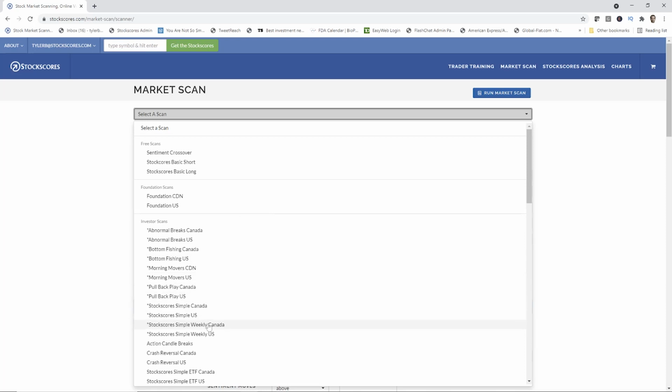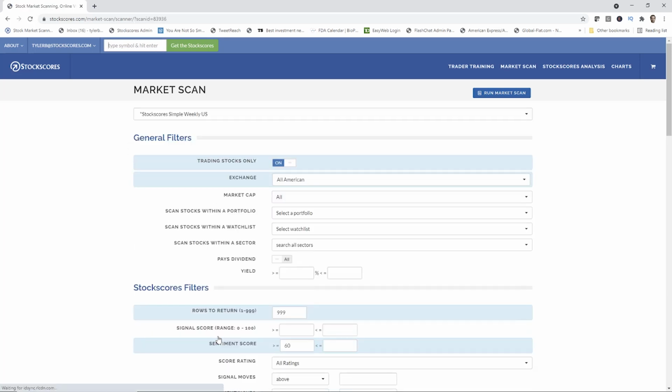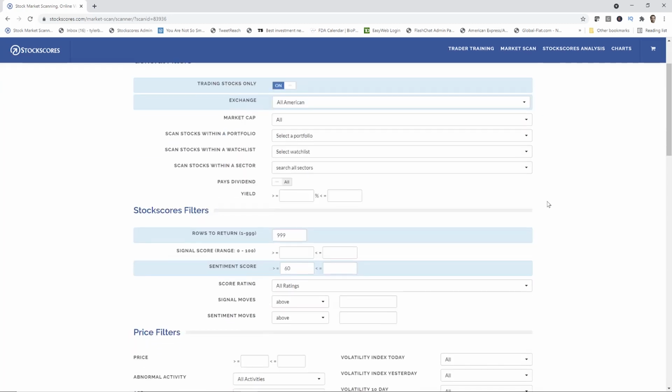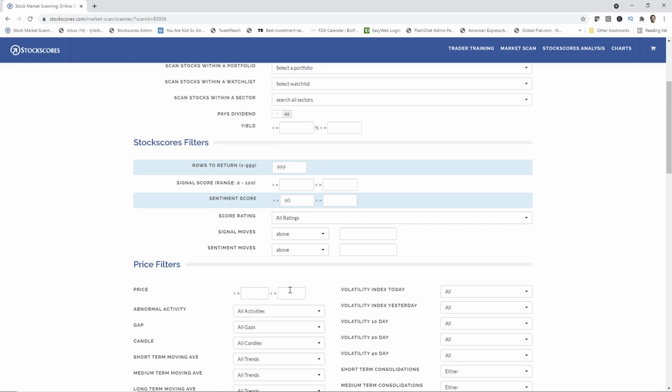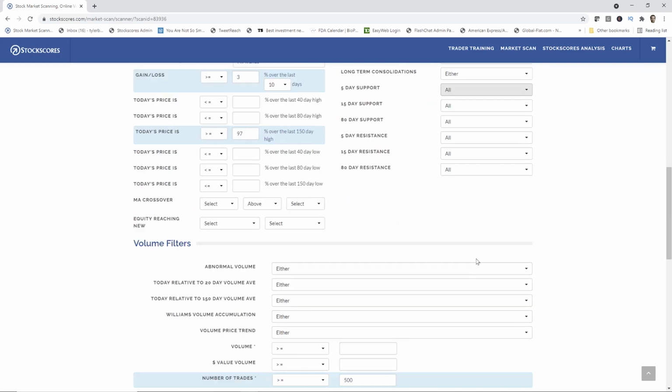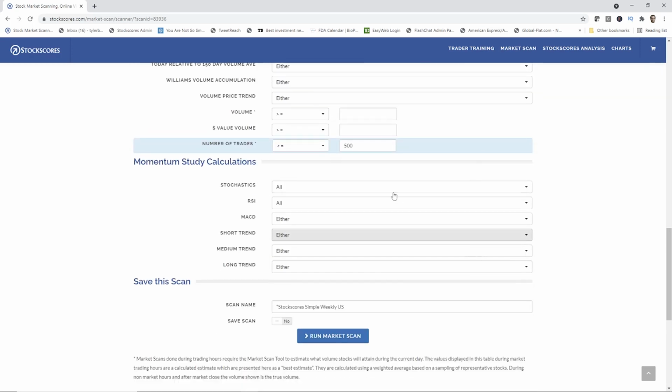And this week, what we're going to do is run the Stockscores Simple Weekly US. Now, you'll notice that there's a Canadian version and a US version. The only difference is one looks at the Canadian markets with a lower liquidity requirement, and the other the US. So we're going to run this on the US, but just for the sake of time, let's look for stocks under $20 only. And go down to the bottom. And I'm also going to increase the number of trades from 500 to 2,500.